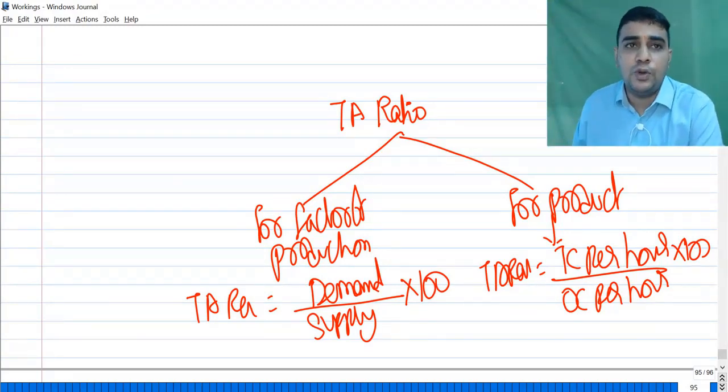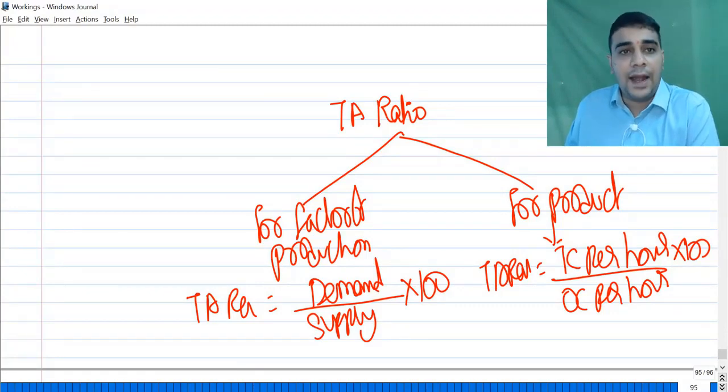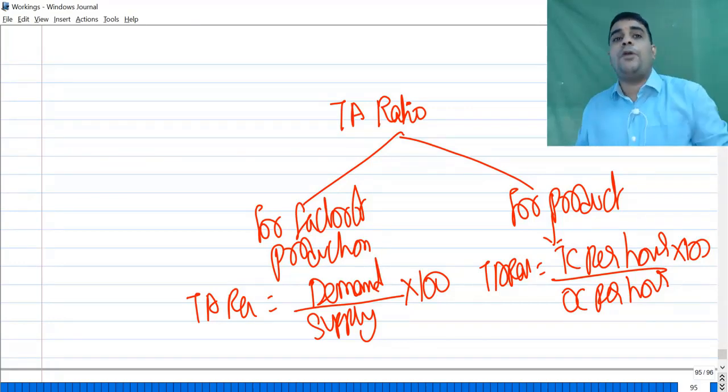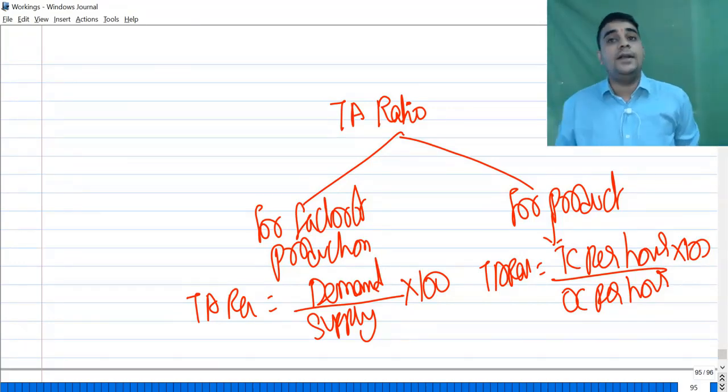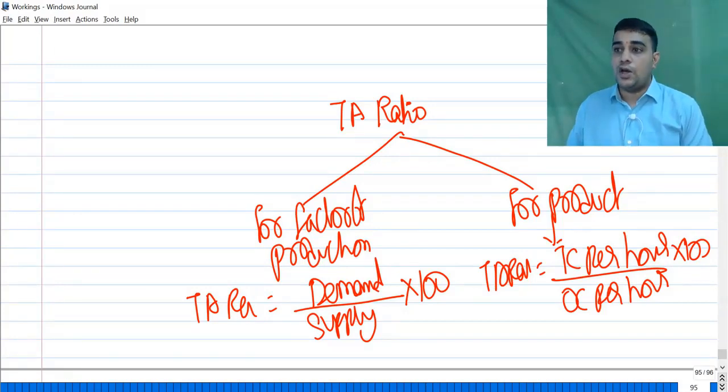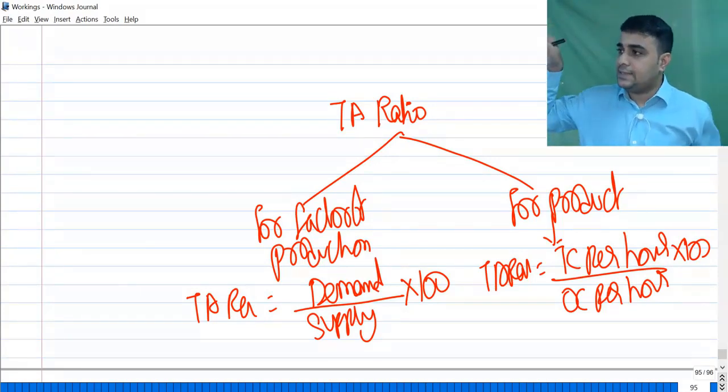TA ratio, there are two types of TA ratio. One is for the factor of production and second is for the product. Factor of production will help you in finding which is the bottleneck. Find the bottleneck, do a statement of ranking, do a statement of allocation. And for the product, you will do the TA ratio to understand which is more profitable, and which is loss making.